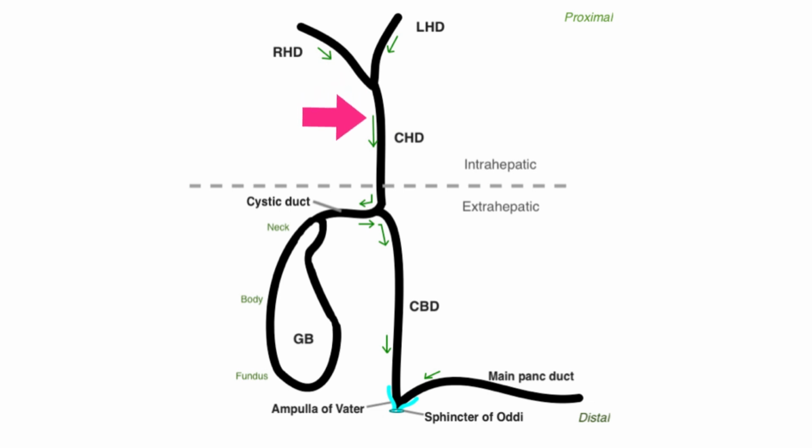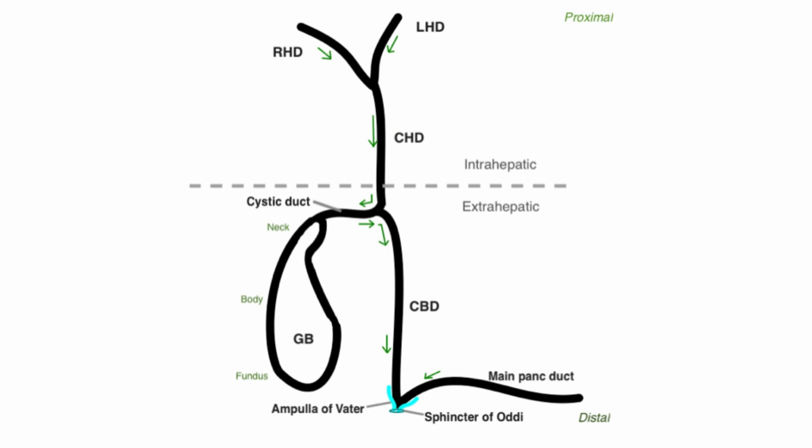The distal CHD, or we could also say the termination, is here at the cystic duct. The proximal CBD, or the origination of the CBD, is also the cystic duct. And the distal CBD, or its termination point, would be when it meets up with the main pancreatic duct at the ampulla of Vater.